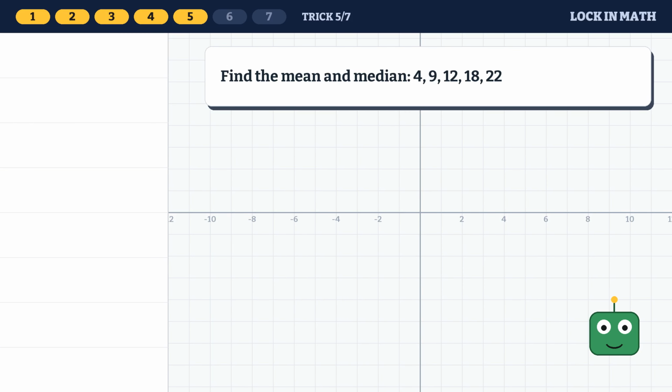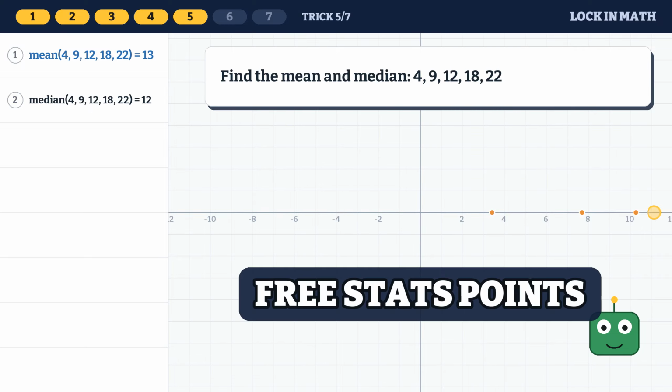Trick 5, statistics on autopilot. The list is 4, 9, 12, 18, 22. Don't add these by hand. That's where careless errors live. Type mean, open parenthesis, the list, close it. 13. Type median the same way. 12. Desmos also does quartiles and standard deviation. Every stats question on this test is a free point now.